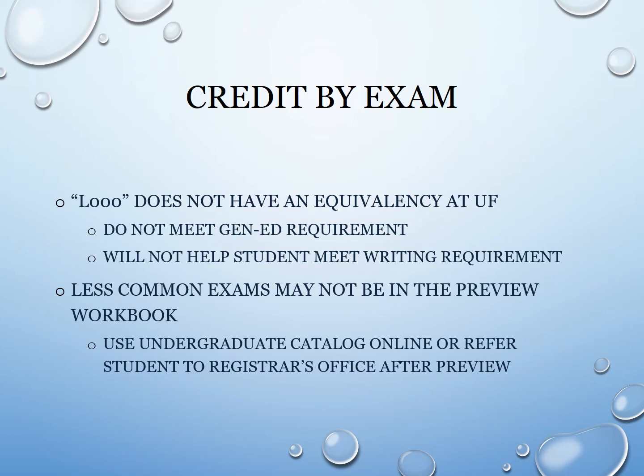If it's not, then we would refer the student to the registrar's office for follow-up after preview to see what the deal is and maybe what credit they're going to have awarded and why it's not listed anywhere that we can find. But first step is always going to be use the preview workbook. It's going to be the most easily accessible to you. Then the catalog if needed, and then the registrar's office, again, after preview, not during preview, if they need to.